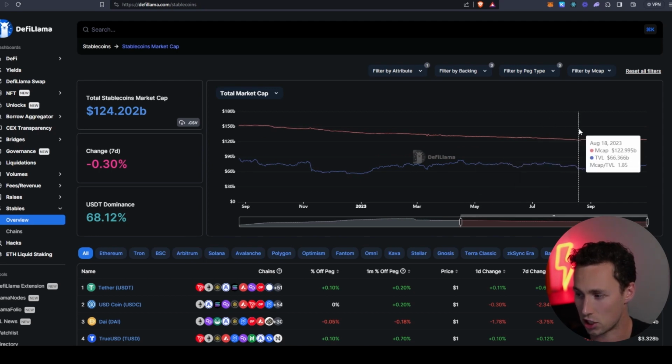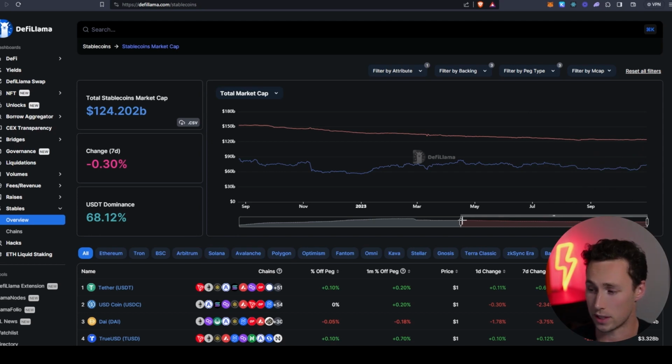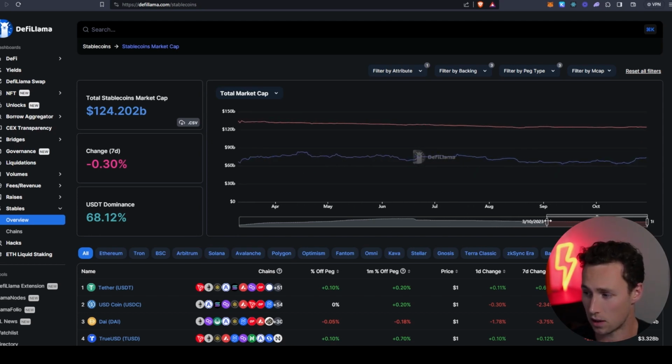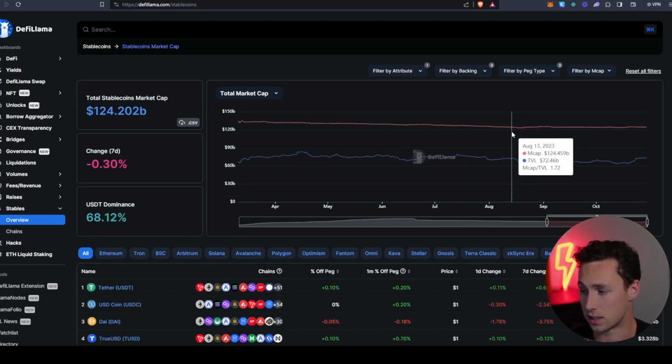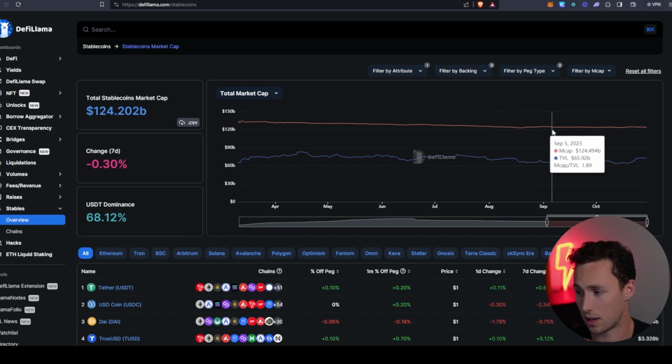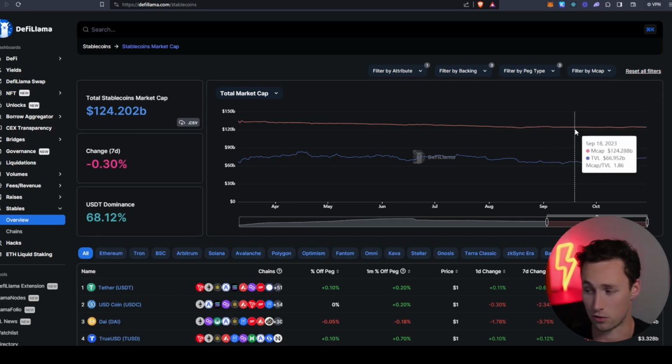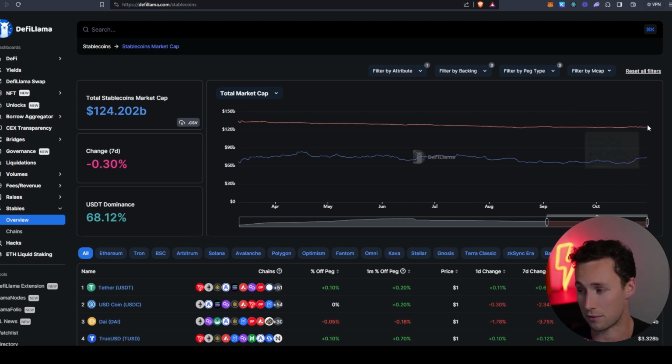And then that changed in August. Around 12 weeks ago from when I'm making this video, you can see that the total stablecoin market cap had dropped to around $124 billion. And it's actually been pretty much flat at $124 billion, fluctuating a little bit as you'd expect, but pretty much flat since then, through the remainder of August, through September, and now through the entire month of October. It's just been flat.